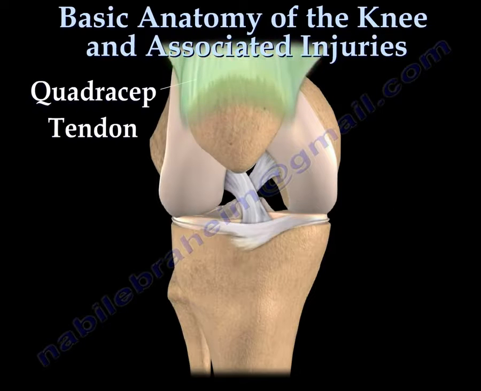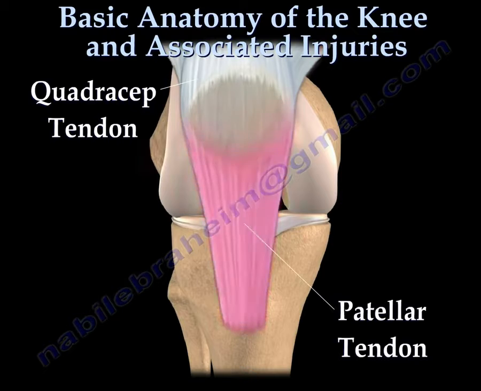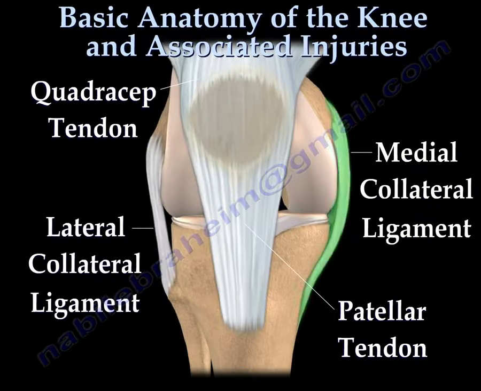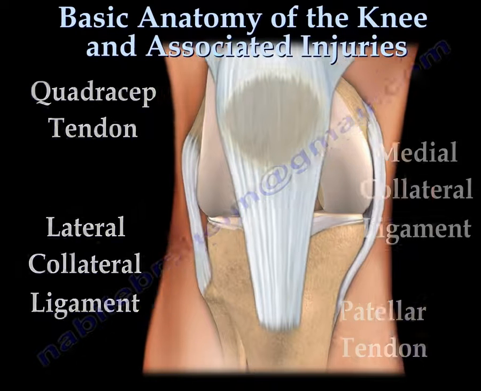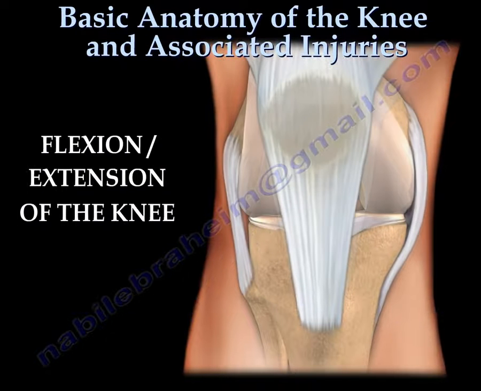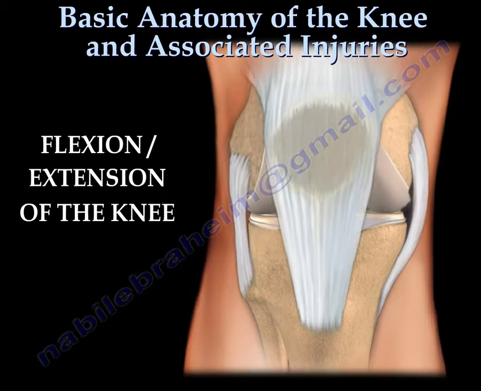The quadriceps tendon and the patellar tendon are thick fibrous tissues important to the extensor mechanism of the knee. The lateral collateral and the medial collateral ligaments are important in controlling excessive motion by limiting joint mobility, especially side-to-side movement. Together, these tendons and ligaments permit flexion and extension as well as slight lateral and medial rotation of the knee joint.